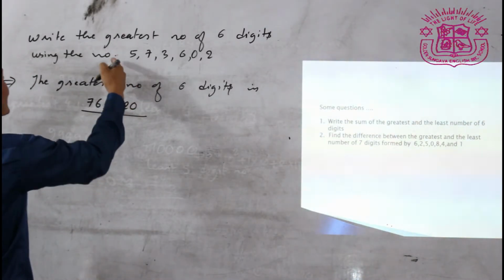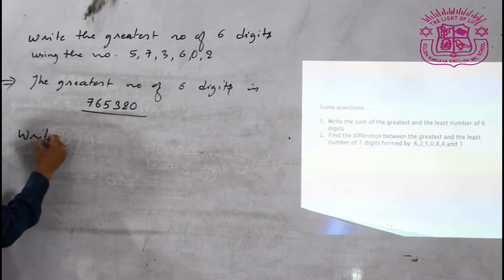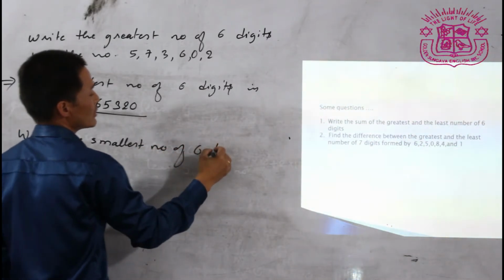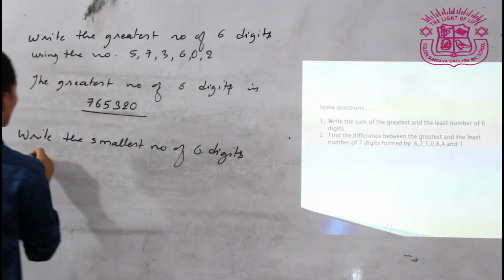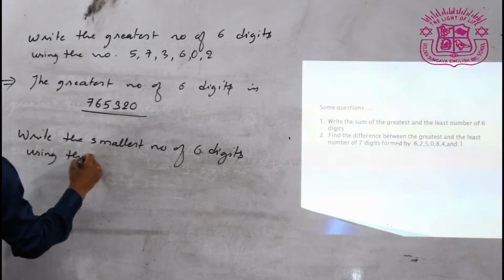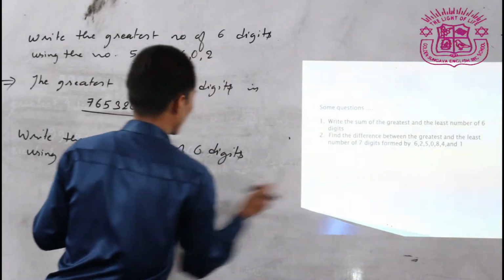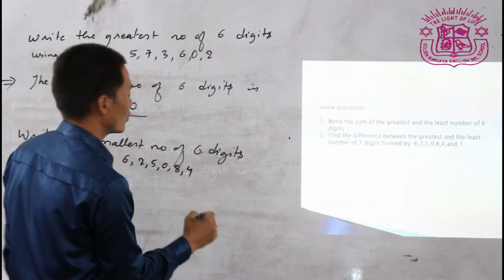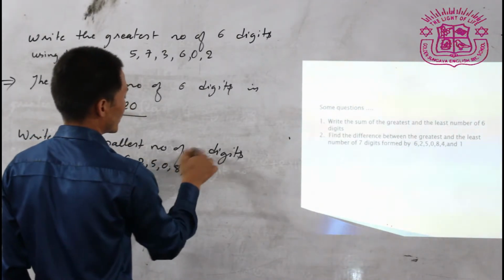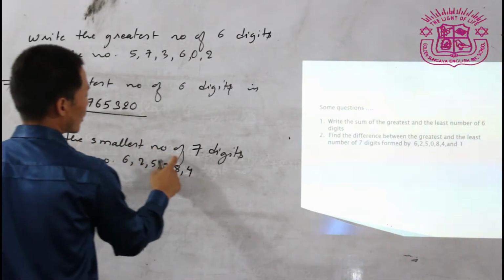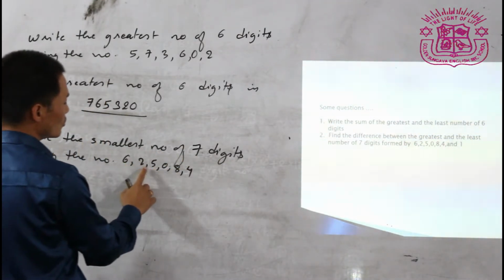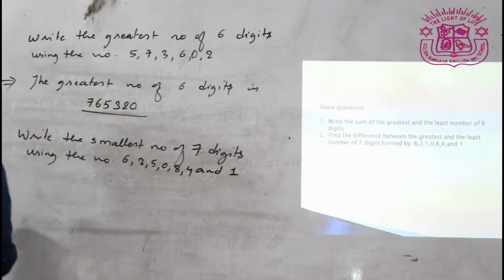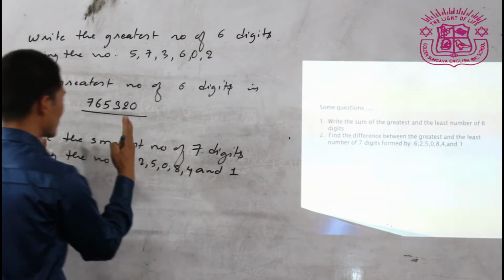And if the same question is like this, write the smallest number of 6 digits using the number, let me take this number, okay. 6, 2, 5, 0, 8, 4, 7 digits, right? Okay. Write the smallest number of 7 digits using the number 6, 2, 5, 0, 8, 4 and 1. Arranging these 7 digits, we have to write the smallest number, right?